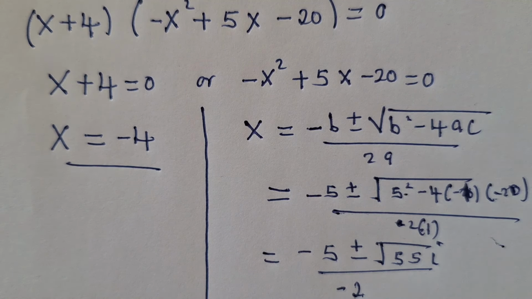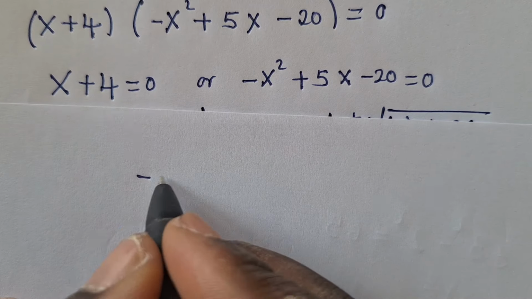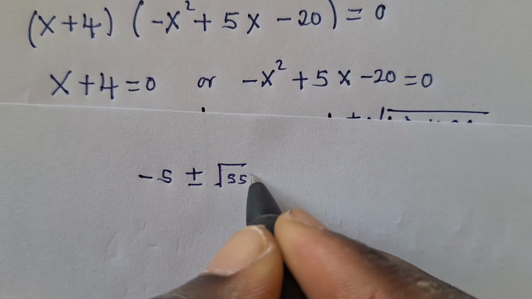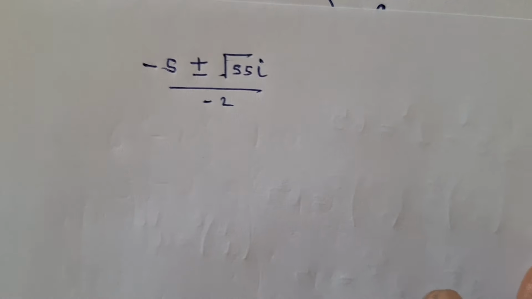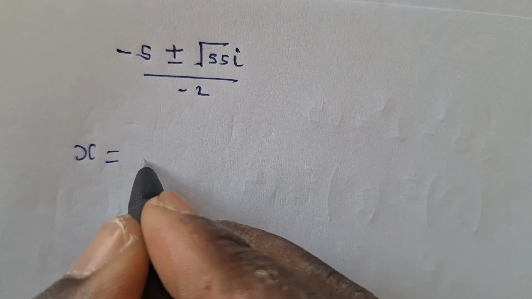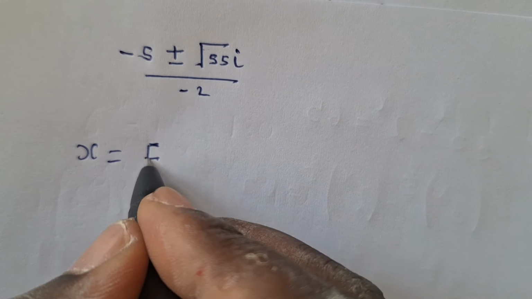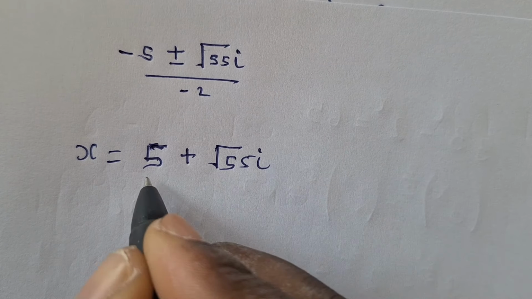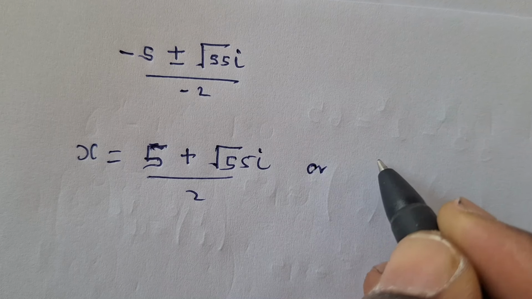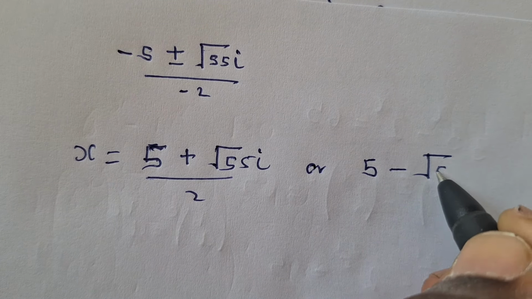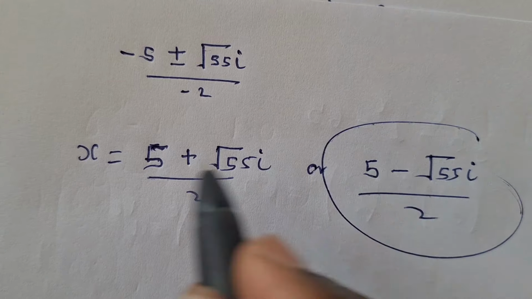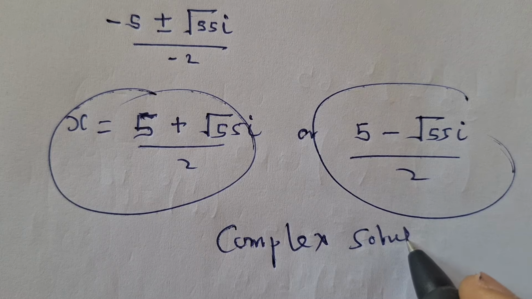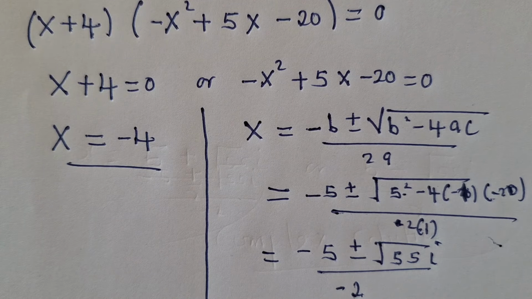So it's 55i over negative 2. So let's copy: (-5 ± 55i)/(-2). So the other solutions here are x = 5/2 + 55i/2, or x = 5/2 - 55i/2. So these are the complex solutions. Our focus will just be on this one.